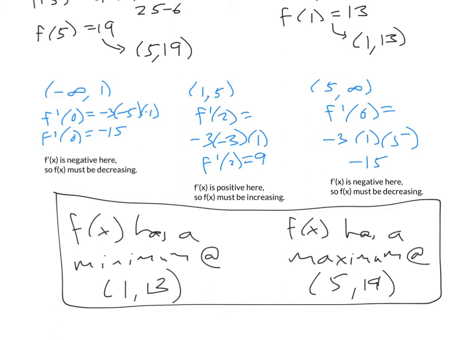I do want to point out, by the way, that you'll notice that the minimum was the smaller of these y values and the maximum was the larger of the y values. That's not always going to be the case. You can actually have functions where the maximum is lower than a minimum is. And so we really do need to rely on this justification in order to show that.